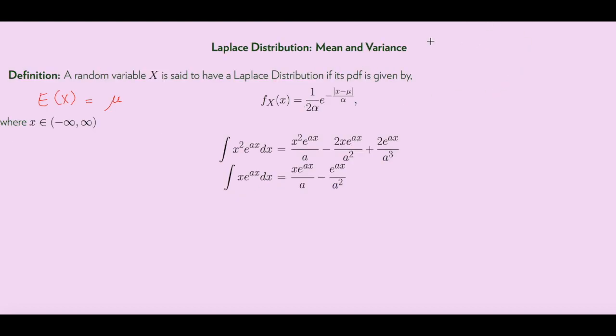Okay, so now we are interested in the variance here. So variance of x is equal to E[x squared] minus E[x] squared, correct? So E[x] is what? Mu, so I can say it is equal to E[x squared] minus mu squared. Okay, now our job is to find E[x squared]. So E[x squared] is equal to 1 over 2 alpha, integral from minus infinity to infinity of x squared e to the minus absolute value of x minus mu over alpha dx, correct?